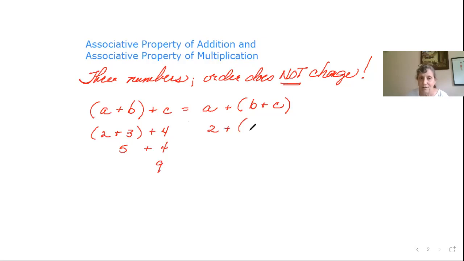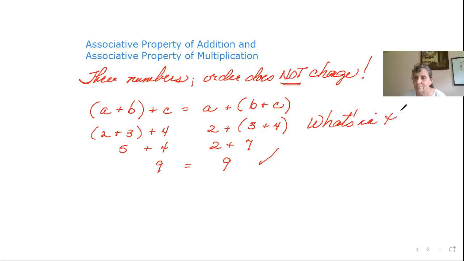If we have 2 plus 3 plus 4, so that the grouping changes. Before, the 2 plus 3 were in the parentheses, now the 3 plus 4 is in the parentheses. So this would be 2 plus 7, which is 9. It's still 9. Notice the order did not change. 2 plus 3 plus 4, 2 plus 3 plus 4. So that's how you can recognize that it's the associative property, is that what's in the parentheses changes.